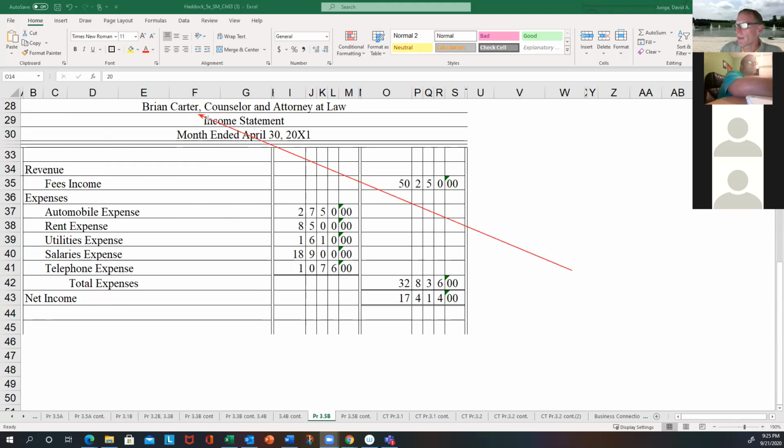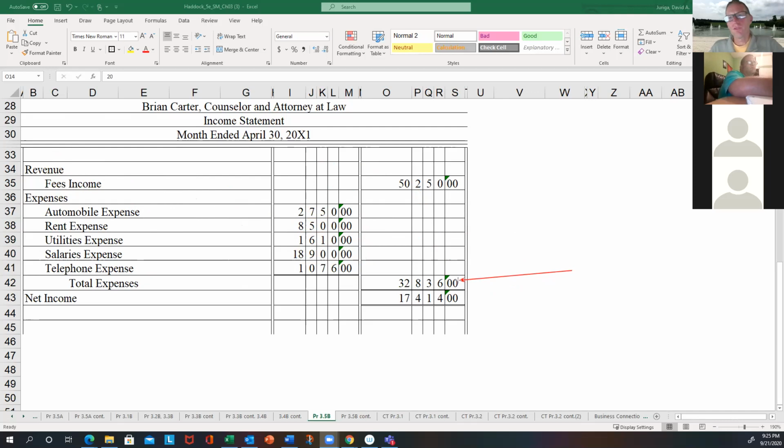But notice, we've got the income statement. It says month ended April. The only thing that goes on the income statement is your revenues and your expenses. So they went to the fees income T account. They pulled in that $50,250. Then they simply listed all of your expenses. And guys, it doesn't have to be in this order necessarily. Just make sure you get all your expenses. Again, you're pulling these from your T account. You're going to subtract out the expenses from the revenue. In this case, they got net income because your revenue was more than your expenses.